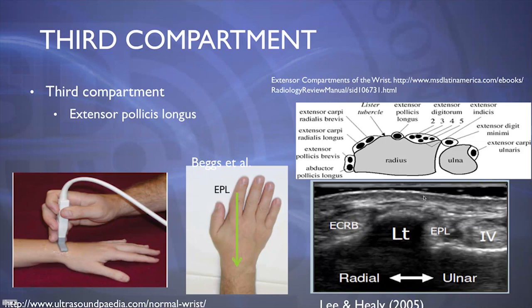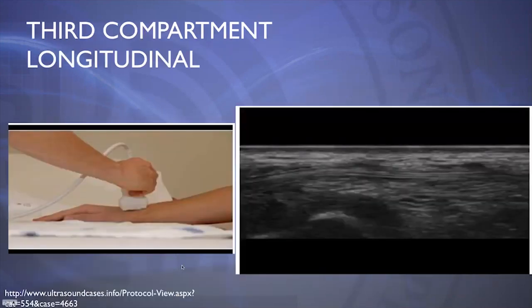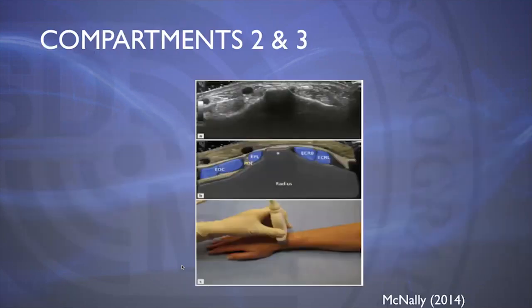And again, here it is in longitudinal. And this is showing compartments 2 from 3. So again, here's compartment 2, Lister's tubercle, and then we have EPL right here.